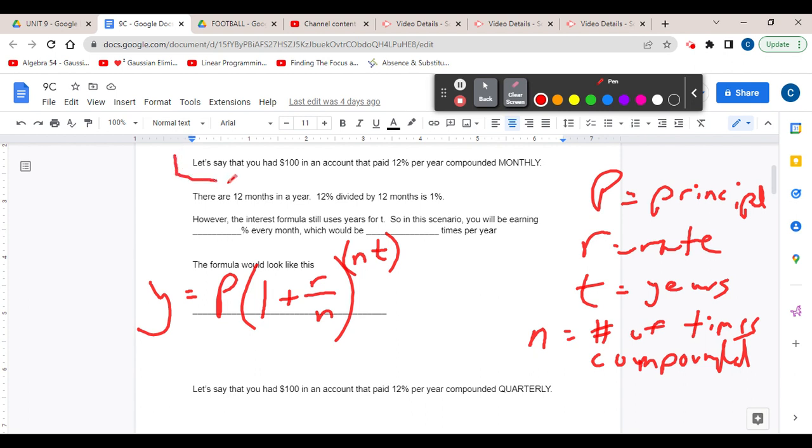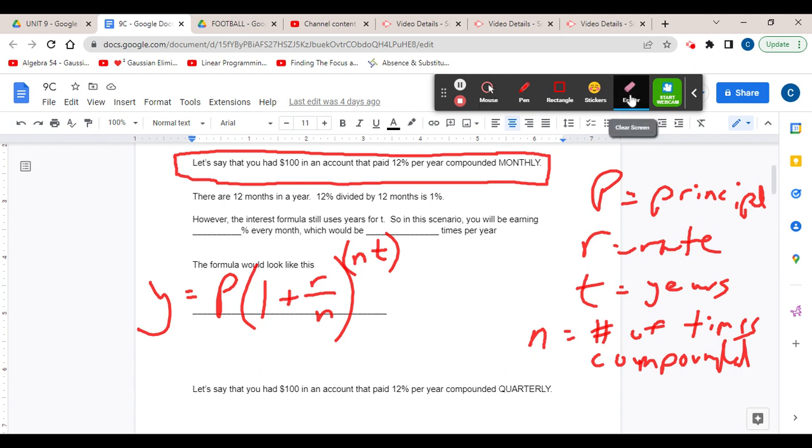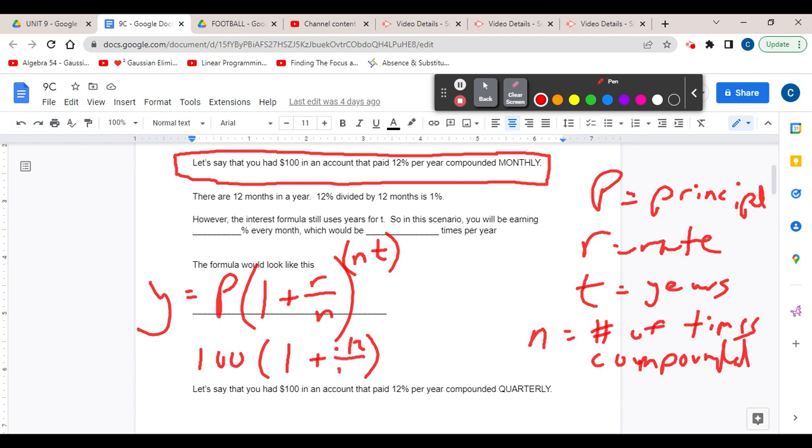So, let's go back to this. $100 in an account that paid 12% per year compounded monthly. What this would look like: P is 100. 1 plus our rate, which is 0.12 over 12, because if it's compounded monthly, the number of times compounded is 12. And then our exponent, NT, is going to be 12T.